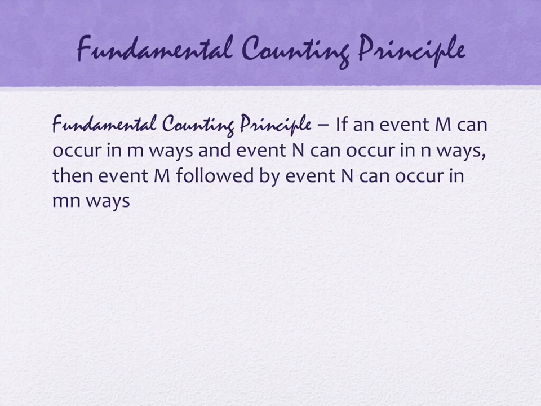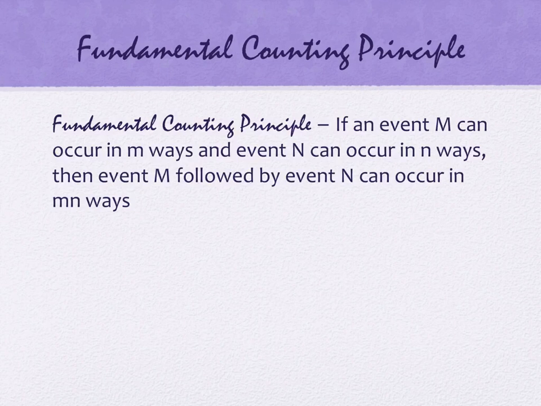We used this once before. I didn't identify it at the time, so maybe you'll be able to tell me afterwards where we used it. The fundamental principle of counting says the following. If an event M can occur in little m ways, and an event N can occur in little n ways, then event M followed by event N can occur in mn ways.